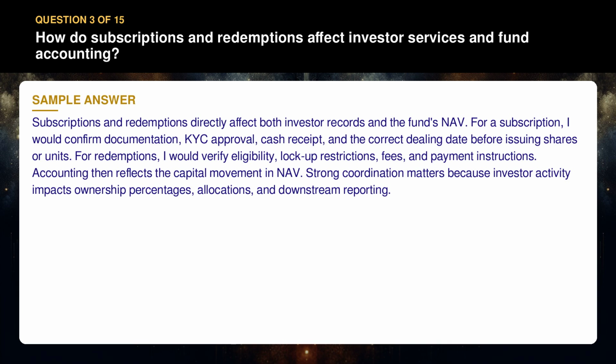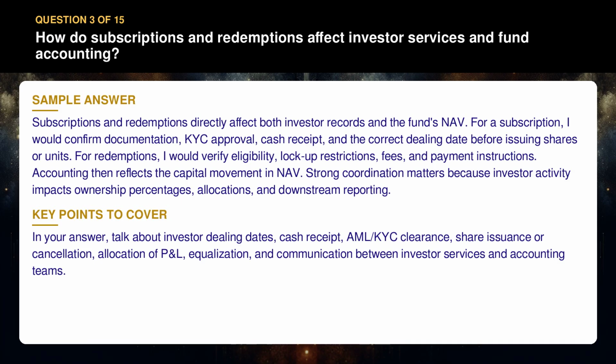Strong coordination matters because investor activity impacts ownership percentages, allocations, and downstream reporting. In your answer, talk about investor dealing dates, cash receipt, AML KYC clearance, share issuance or cancellation, allocation of profit and loss, equalization, and communication between investor services and accounting teams.